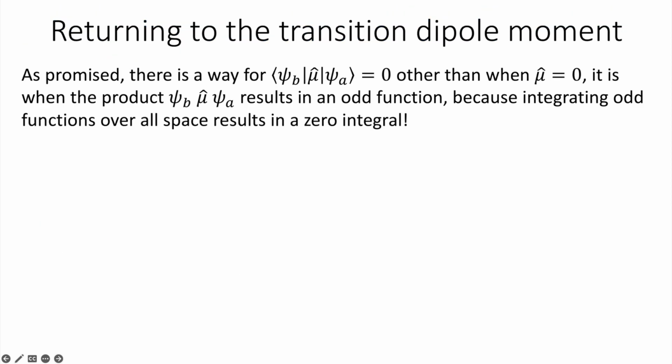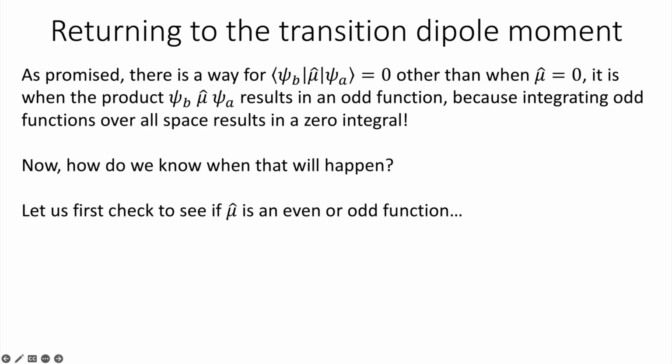Okay, so as promised, the whole reason why we went down this path is that we were trying to understand how else you could get zeros for this integral here. Basically, to put it concisely, there is a way for this integral to be zero other than when, of course, mu hat is zero. It'll happen when the product psi b times the mu operator times psi a results in an odd function, because integrating odd functions over all space results in a zero integral. Okay, so we know we have to check for an odd function, but how do we do this, right?